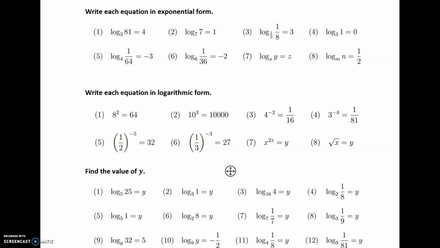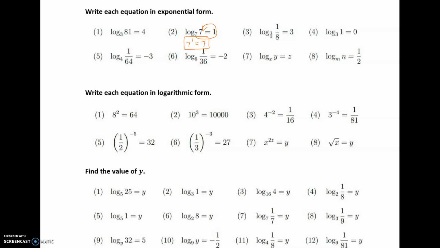Number 2, to go from exponential form, remember it's like a C. You start at the log base, whatever it is, and you wrap yourself around. So this is 7 to the first power equals 7. That's it. That's exponential form, and that's a true statement. 7 to the first power is 7. Let's look at number 4.